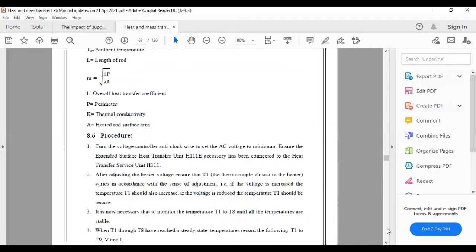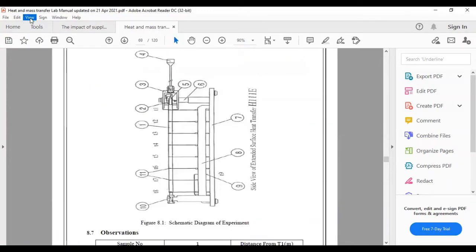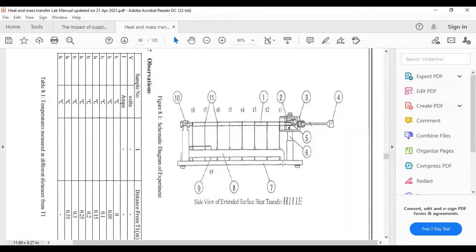First of all, I will show you its schematic diagram, which is here. In this schematic diagram, you can see on the extreme right it is a heater. So we are providing the heat to this unit, and on this rod there are different sensors which are basically thermocouples. They are placed here and their numbers start from T1 to T8. The distance of the sensors increases from the heater. So this is something about the schematic diagram.